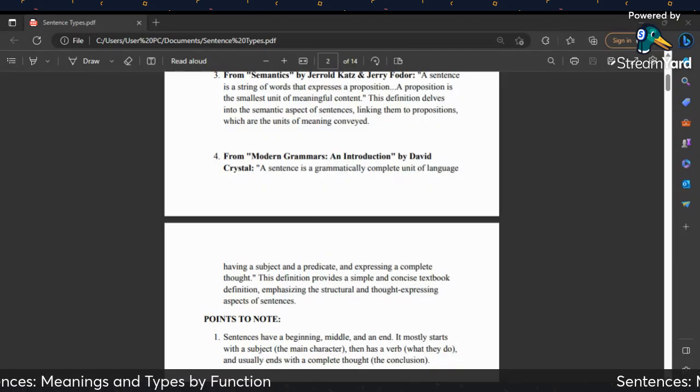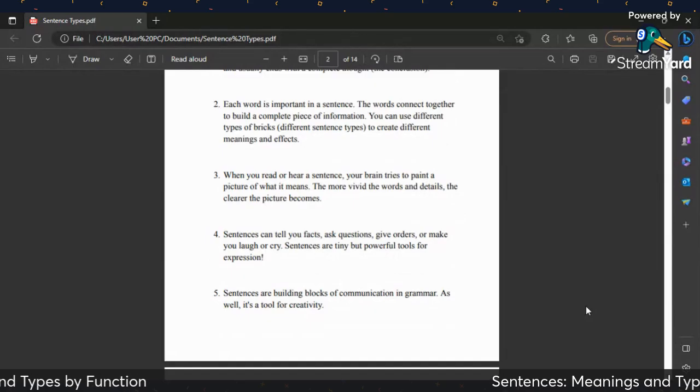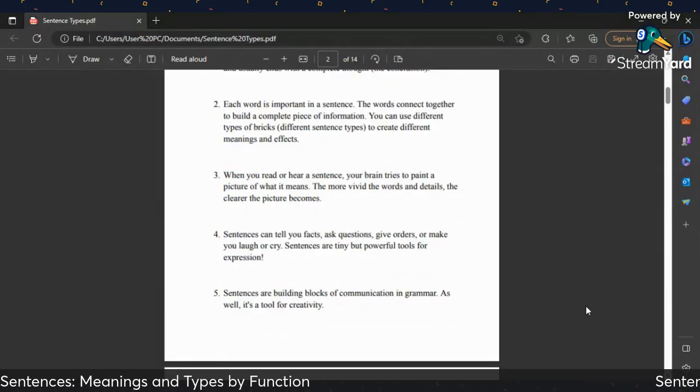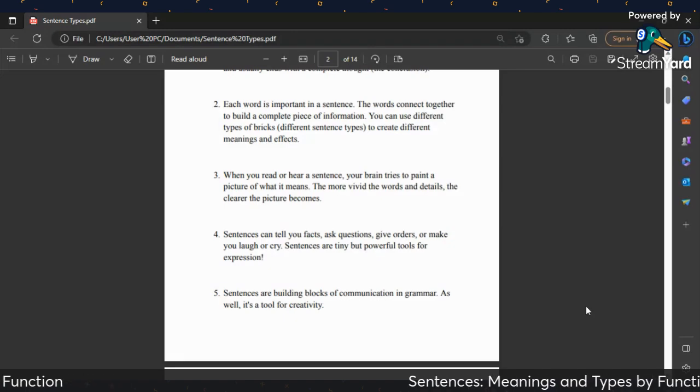Moving on to the second point, we have: each word is important in a sentence. Every word in a sentence is important. The words connect together to help us to build a complete piece of information. You cannot leave out a part of a sentence.